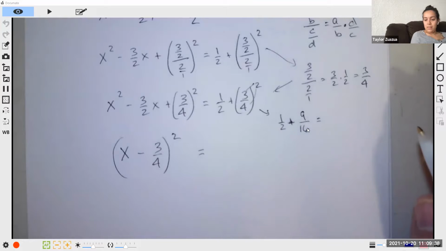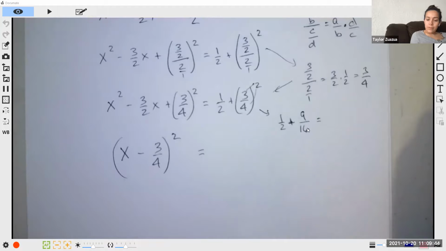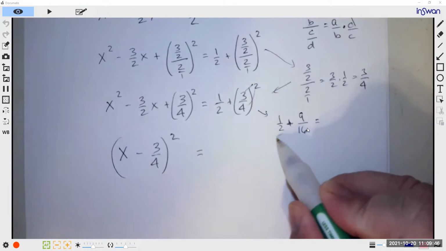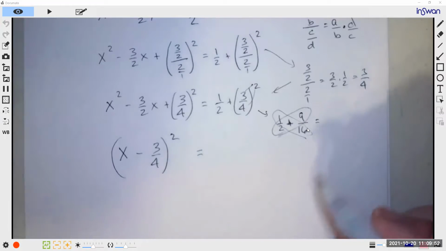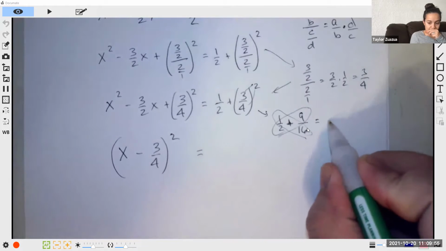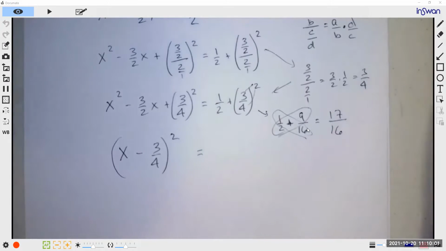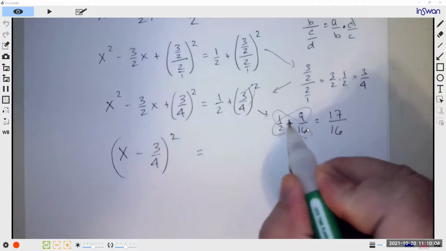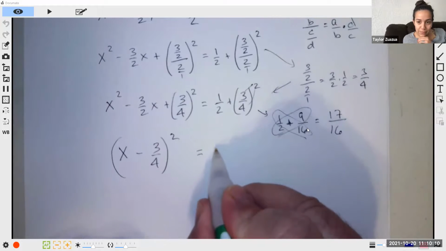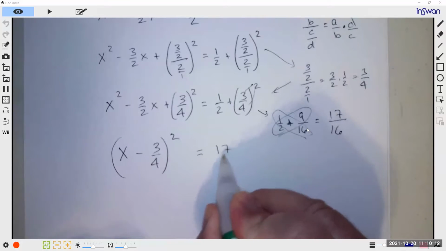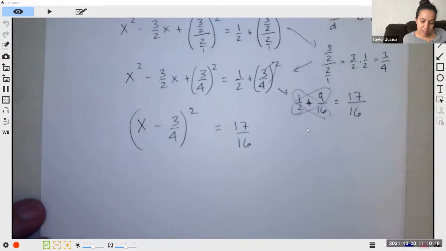In order to add, you have to have common denominators, or you could do the butterfly method. The bottom is going to be 16 over 16, 18, oh wait, I did that backwards. 18 over 16, and the top is going to be 17. 8 plus 9 is 17. We're doing plus, you're correct. So 17 over 16.